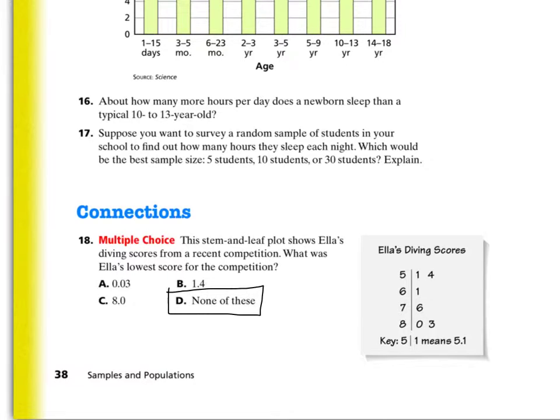None of these. Okay, because as you can see here, 0.03, that's not even a score. Her score here is 8.03. 1.4 can't be that one, because it's 5.14. For C, 8.0, it can't be that one, because once again, it's 8.03. So the answer is none of these.